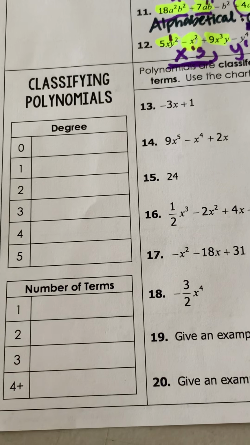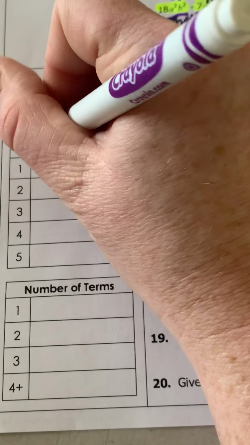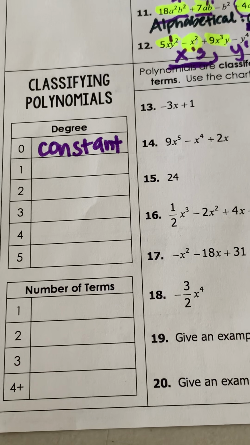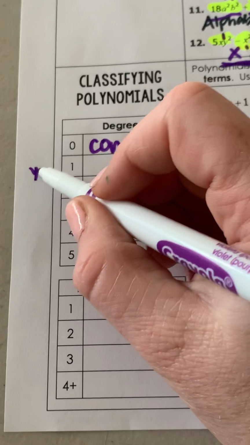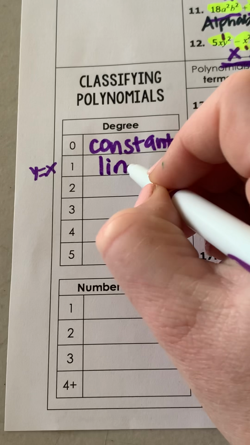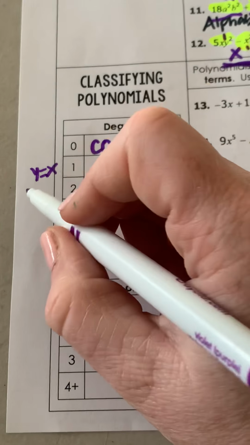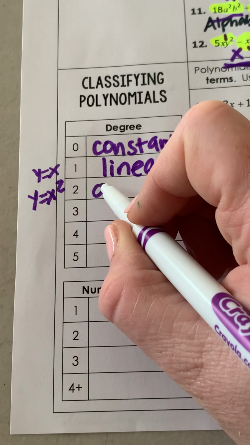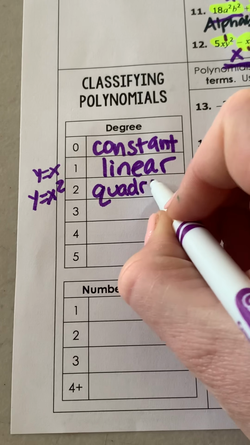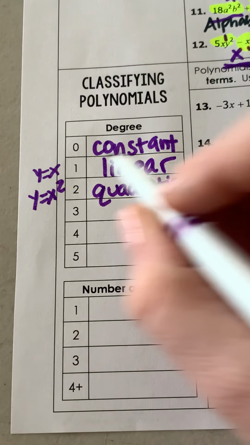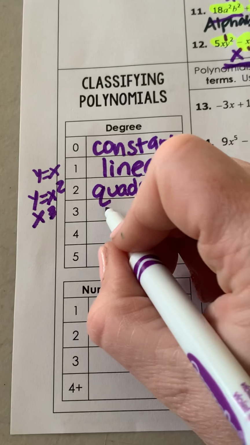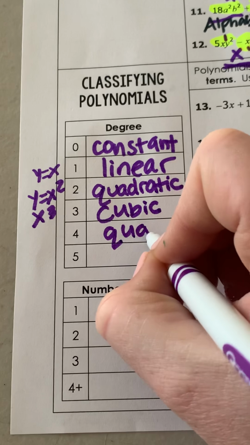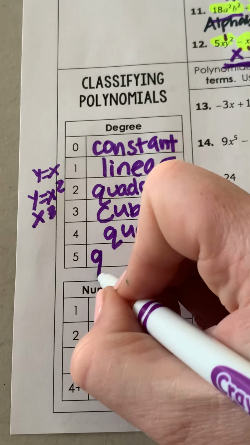Next, classifying. Okay, let's do the left side first. If you have a degree of 0, that means you're a number. We call that constant. If you have a degree of 1, that would be like y equals x. That makes a line, so linear. If you have a degree of 2, that's y equals x squared, for an example. That would be quadratic. And if you have x to the third, for an example, that would be a cubic. X to the fourth would be quartic. And 5 is quintic.